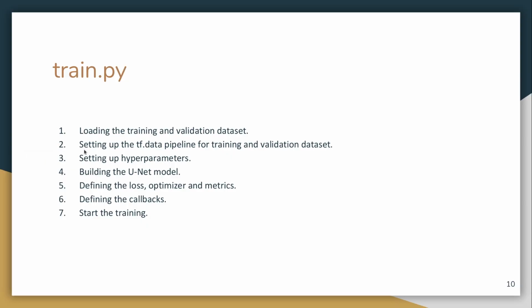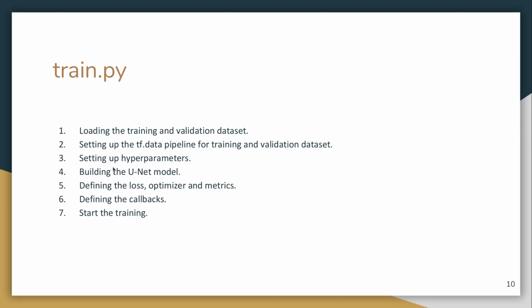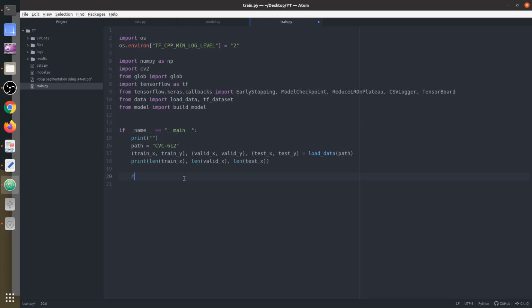After that, set up the TF data pipeline for the training and validation, and after that setting up the hyperparameters. So we'll do both the steps together. First we'll write the hyperparameters above: batch size is going to be 8, learning rate 1e-4, epochs 20.